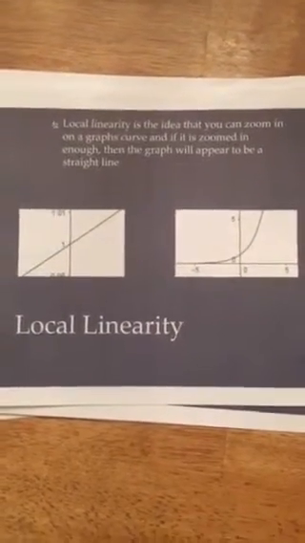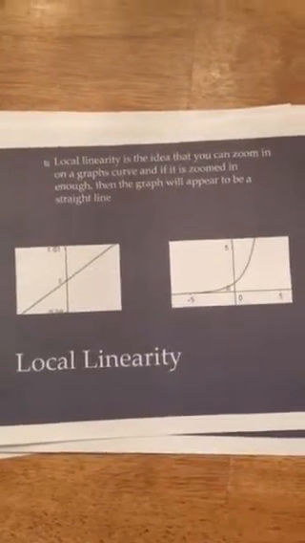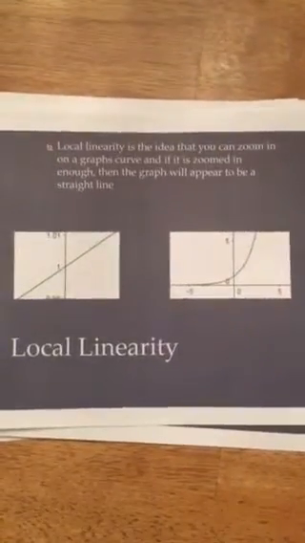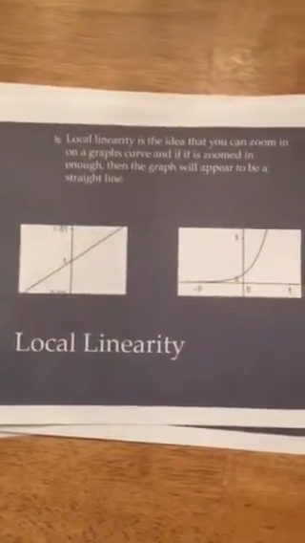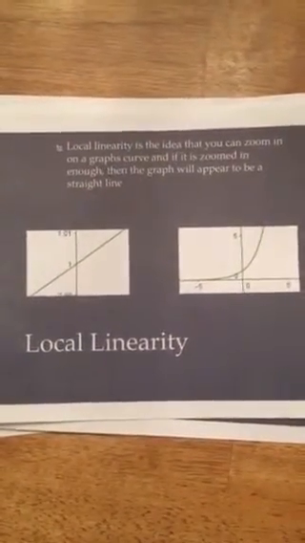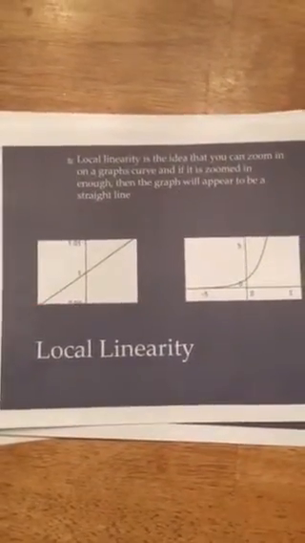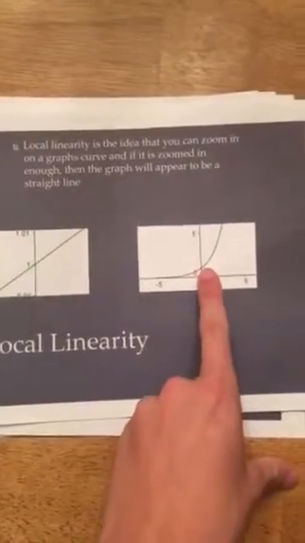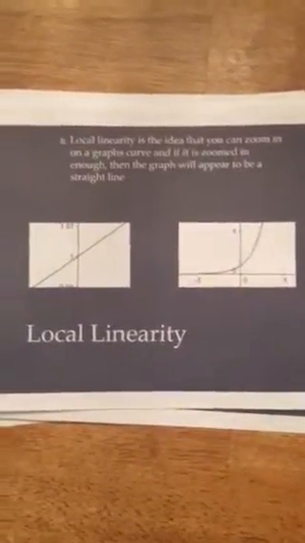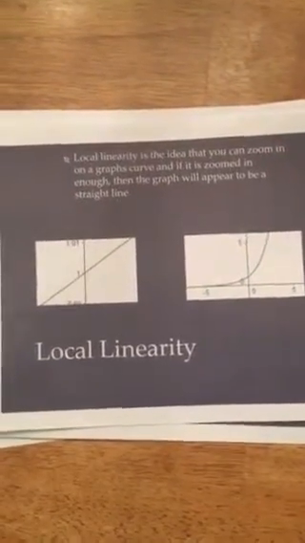The first term is local linearity. Local linearity is the idea that any curved graph or any graph's curve will appear to be linear if it is zoomed in enough. So these two are actually pictures of the same graph. The one on the left, this one, is just really zoomed in at this point on this picture. So basically, if you zoom in on a curve far enough, it will appear to be linear in that locality.